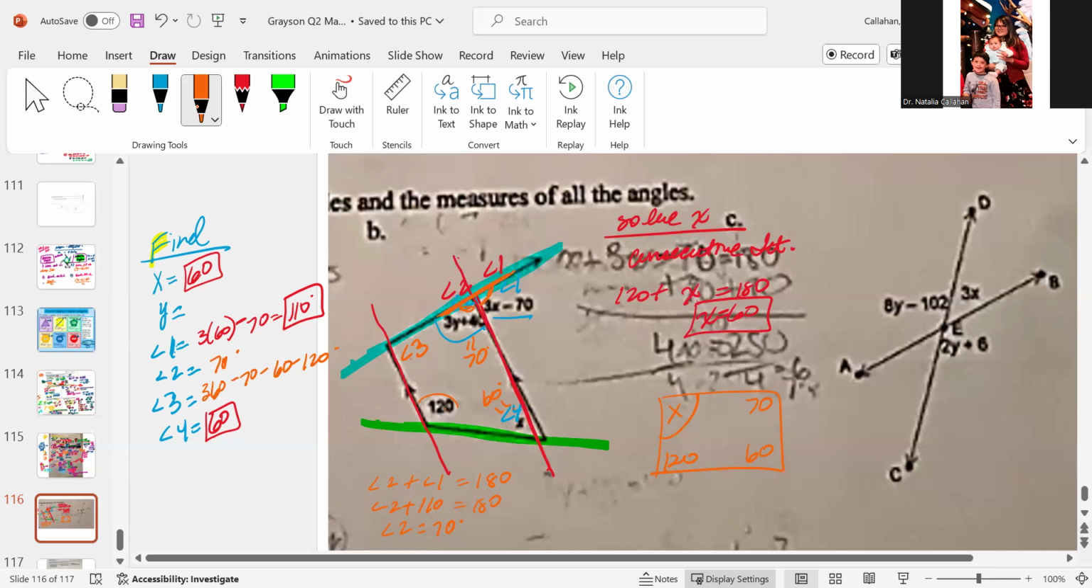How is my finalized answer 70 if I didn't even use angle 2? You didn't use angle 2, but you can figure out what angle 2 is because angle 2 plus angle 1 is 180. If angle 1 is 110, angle 2 has to equal 70. So just let that go for now. Find angle 3. How do you find angle 3?